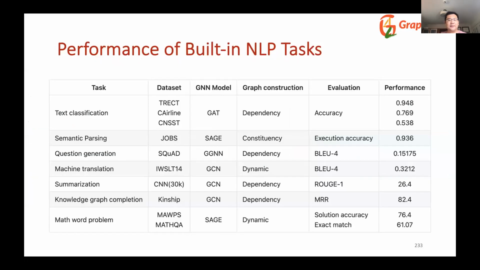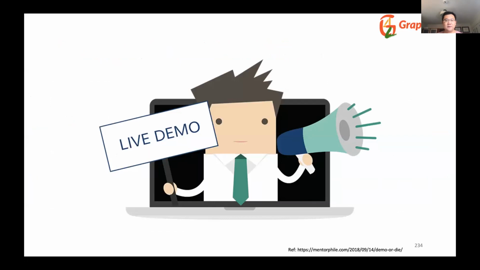This is a replication of all the variants of the experiments published in the state-of-the-art papers. You can see that we use different modules, different constructions and different evaluation metrics, to show you that our library is really very good at reproducing all these results.